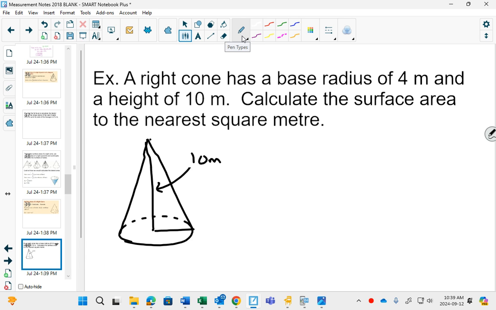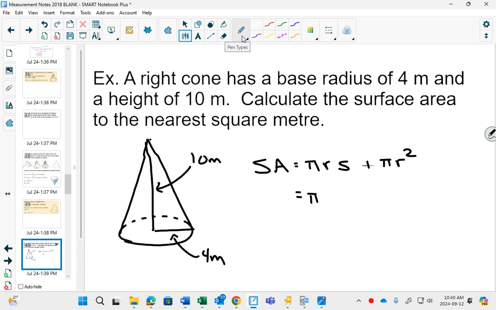The radius is from the center out. One of the things you have to be careful in questions with circles is whether they tell you the radius or the diameter. Diameter goes all the way across. In questions where you have formulas that are nice to use, start by writing out the formula. So pi r s plus pi r squared. Then plug in everything you know.